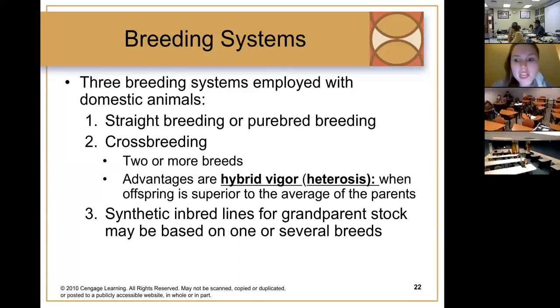Another breeding system that you might use would be synthetic inbred lines for grandparent stock. That may be based on 1 or several breeds, but those have been really inbred to keep traits around. But of course, with any type of inbreeding, you have to be really careful because you don't want certain traits to pop up, and you just have to be really careful there.